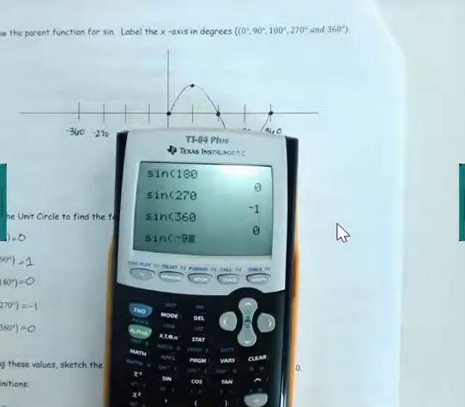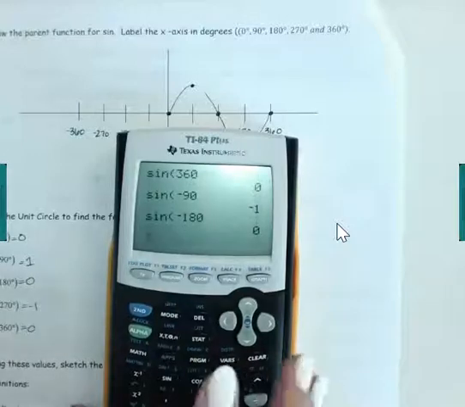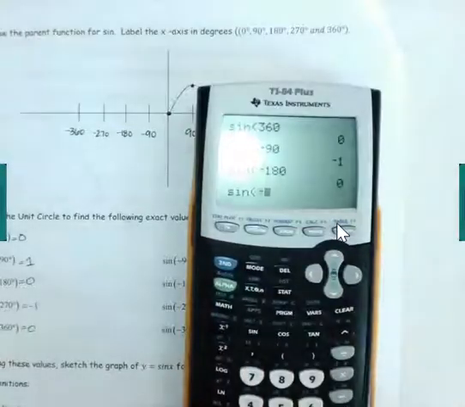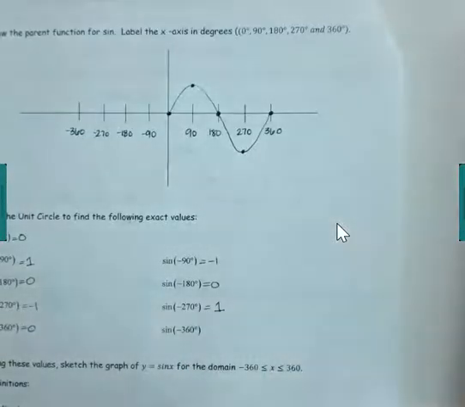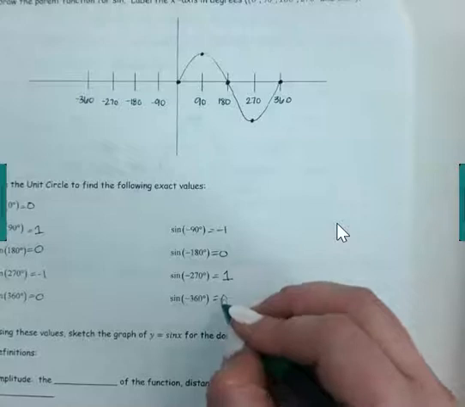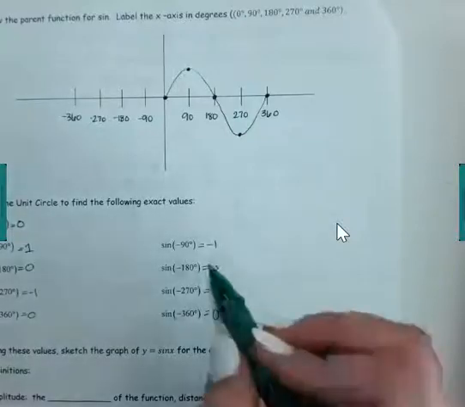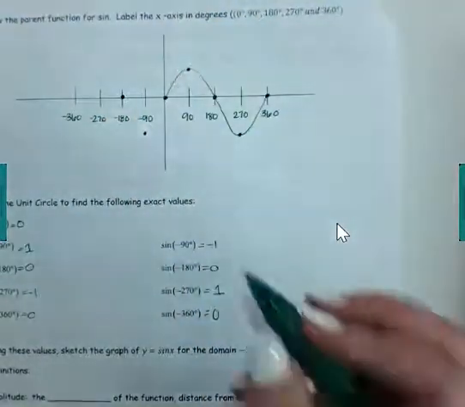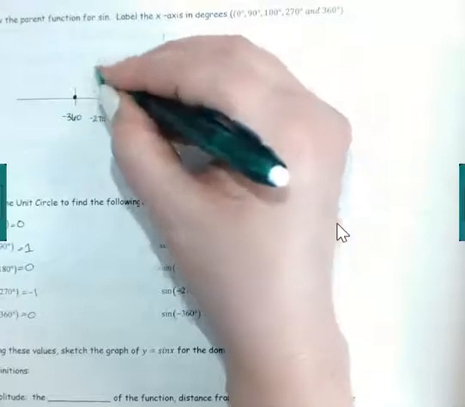So sine negative 90 gives me negative 1. Sine negative 180 gives me 0. Sine negative 270 gives me 1. And then what's the last one, sine negative 360? 0. So let's go through and sketch our little dots, and then we'll shift this one around. So negative 90 was at negative 1. 180 was back at 0. 270 was back at 1. 360 was back at 0. And then I can just kind of like continue my graph over.